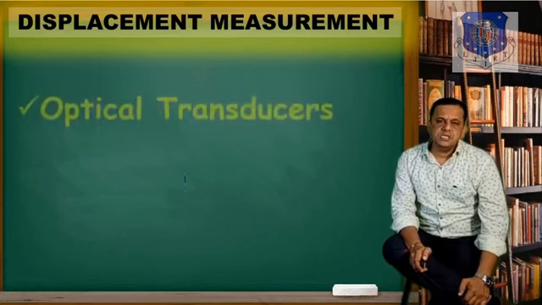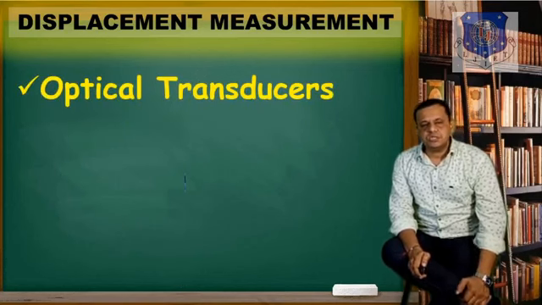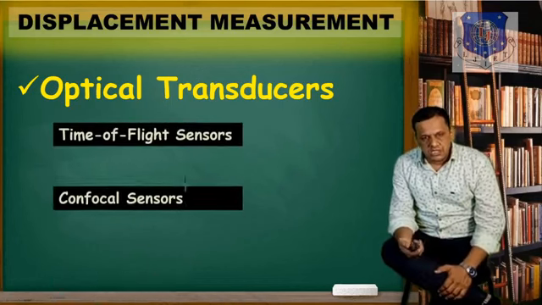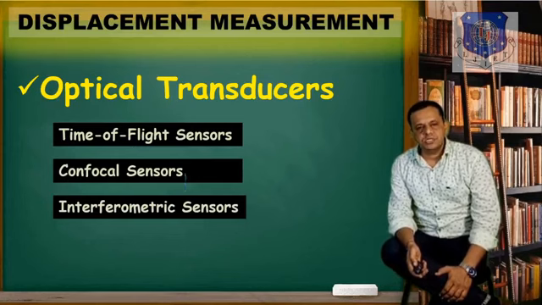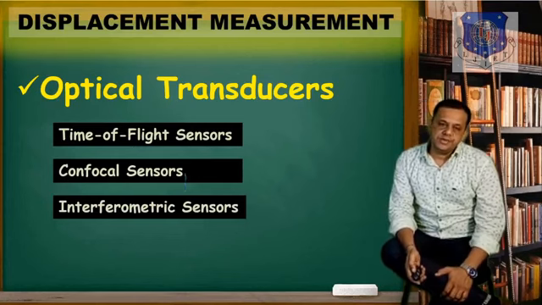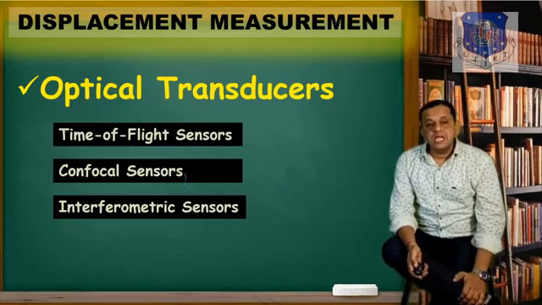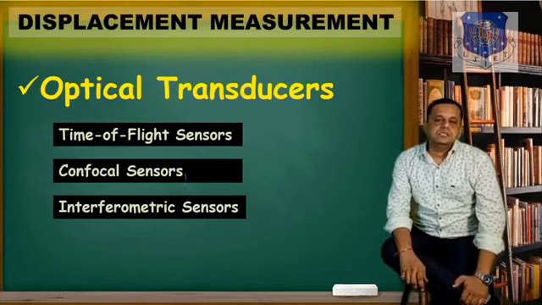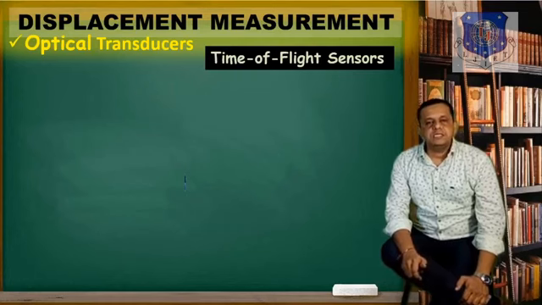In the previous session, we covered optical transducers, basically two types: intensity-based sensors and triangulation sensors. We are now going ahead with time of flight sensors, confocal sensors, and interferometric sensors. So let us start with the time of flight sensors.